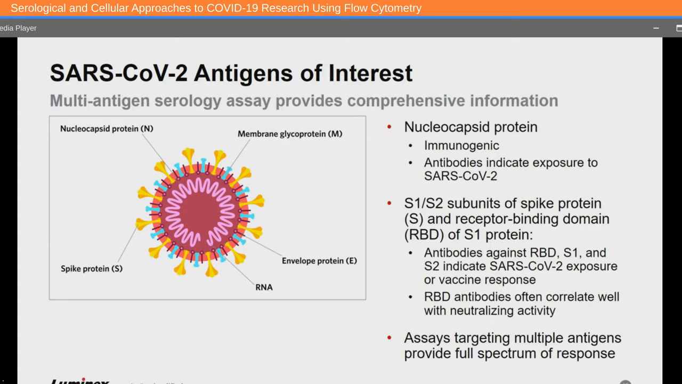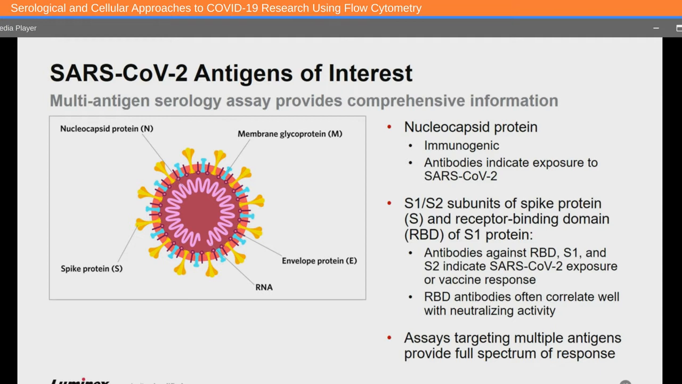So what are the key antigens of interest to people studying SARS-CoV-2 antibodies? The SARS-CoV-2 genome encodes several proteins, and well known among these are the nucleocapsid protein, the spike protein, membrane glycoprotein, and the envelope protein. The nucleocapsid protein is an abundant and important structural protein of the SARS-CoV-2 virus. This participates in RNA packaging and viral particle release and is highly immunogenic.